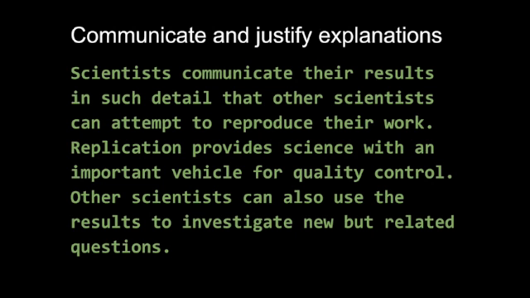The fifth one, the last one, is communicate and justify explanations. This is sometimes the hardest, especially for a high school student. You now have to take what you've done, take what you've seen, take the phenomena that you observed or observe someone else observing, and write it down, put it into words, type it out.